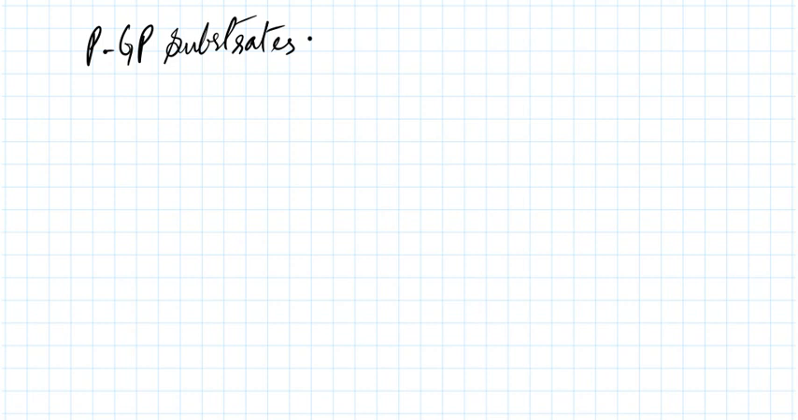Now you will learn about PGP inducers, the components which induce PGP, and the components which inhibit PGP. But what are those inducers and what are those inhibitors? We will learn today, right? Now substrates.